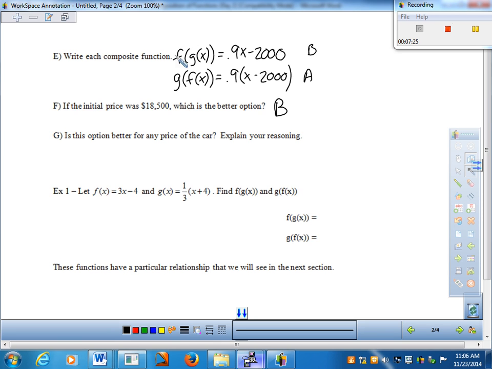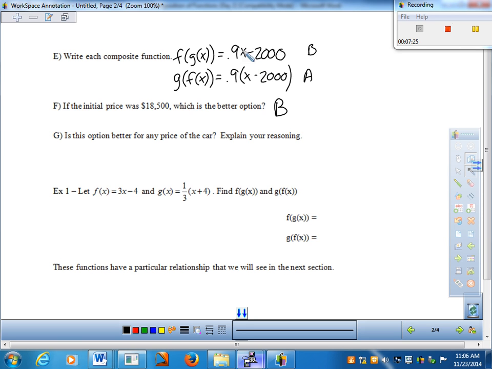And then I'm just curious if you happen to look at those and maybe extrapolate a little bit. Is this option better for any price of the car? Explain your reasoning. What do you think? If I put any initial value, any number in for x, would this one give me the lower value?